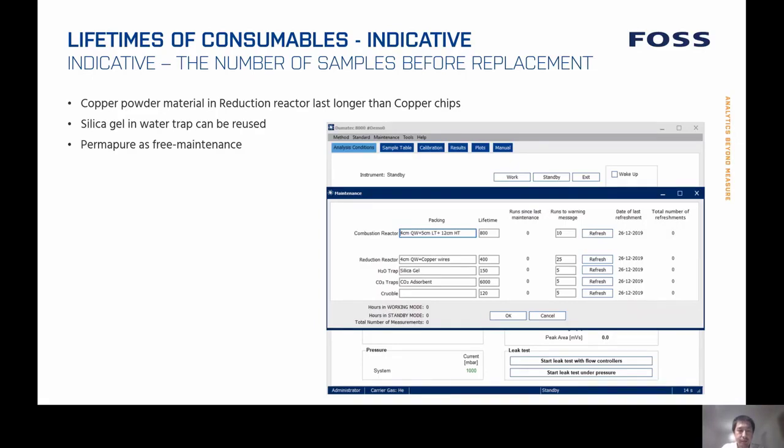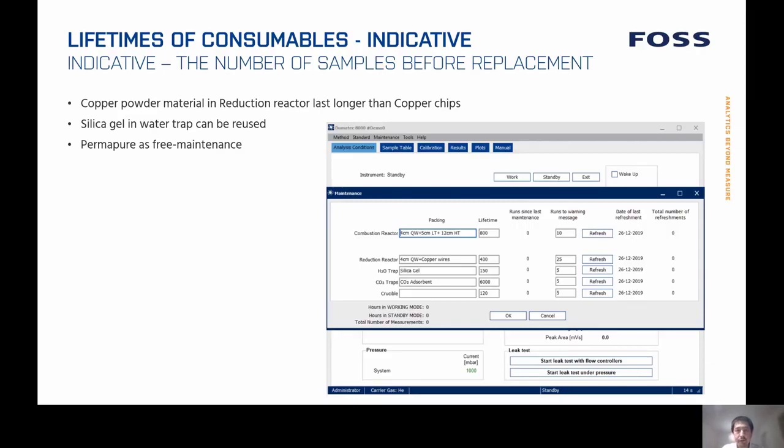For the consumables, we use copper powder in the reduction reactor, which lasts longer than the copper chips some competitors use. For the water trap, we use silica gel, which is different from some competitors. They use magnesium perchlorate, which is highly flammable, and we use silica gel, which is a good indicator for water. If there's moisture inside, the color changes, so it's easier to tell when it's time to change the water trap. Also, as mentioned before, the PermaPure is maintenance free, so it's easy.